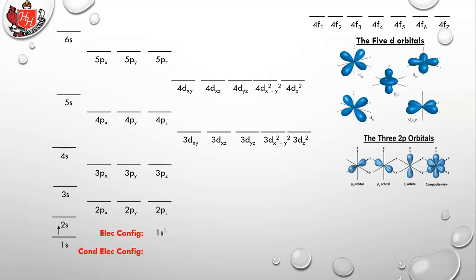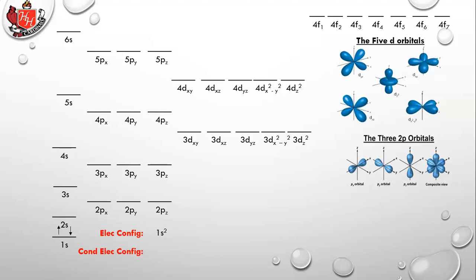Now, what if we add a second electron? That would be helium, right? So we're going to take that away. We're going to put the second electron in the 1s. So the 1s is now filled. That's called 1s2. So that's the electron configuration for helium: 1s2. It's just said 1s2.